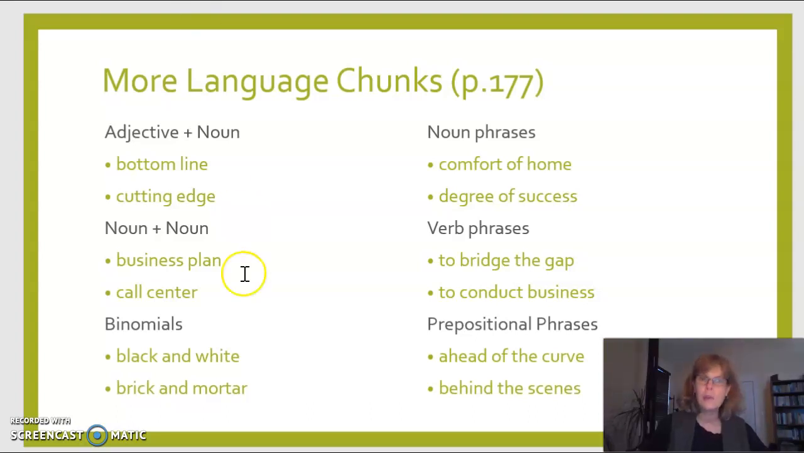Here are some with two nouns, a business plan or a call center. And then there's a whole list that they call binomials. And binomial just means two words or two names. And usually they're connected with the word and. Brick and mortar, black and white. Expressions that we always use in that order. They have noun phrases, verb phrases, prepositional phrases. Take a look. You have a long list, and these are the language chunks we're going to practice with.